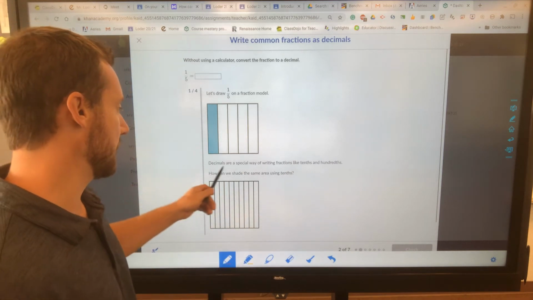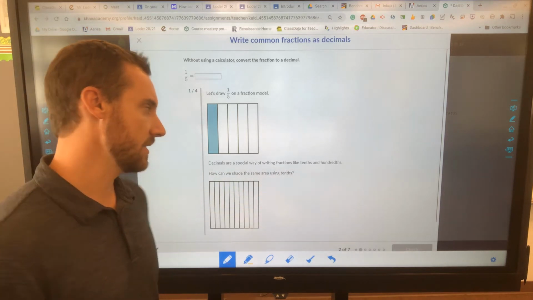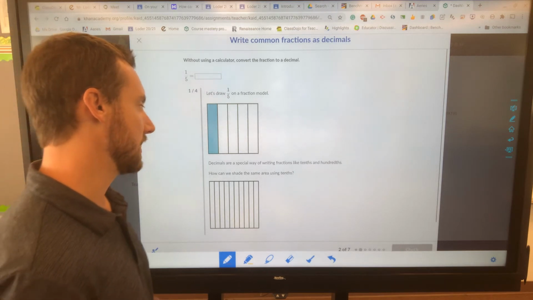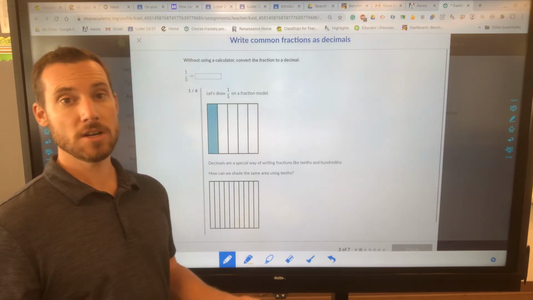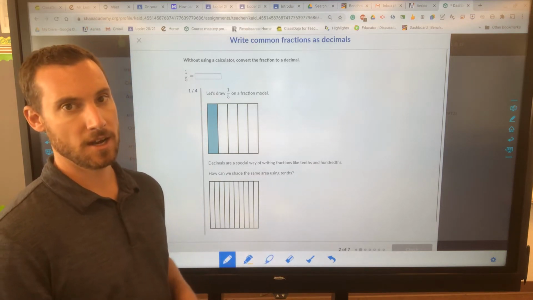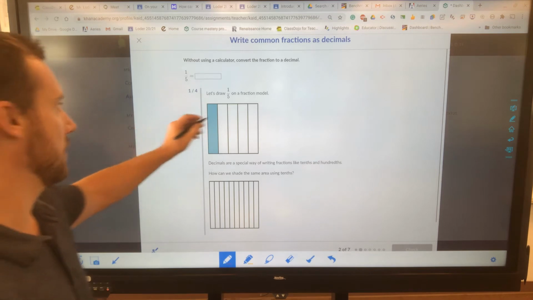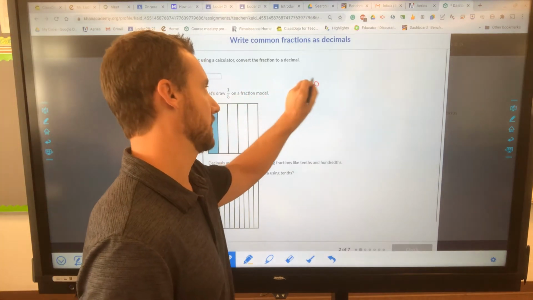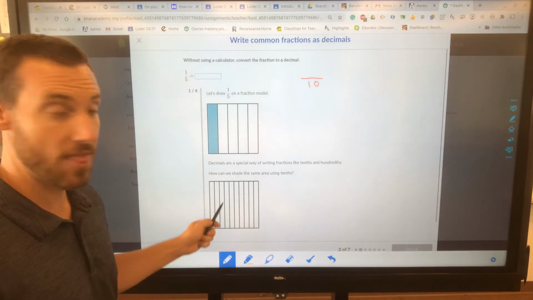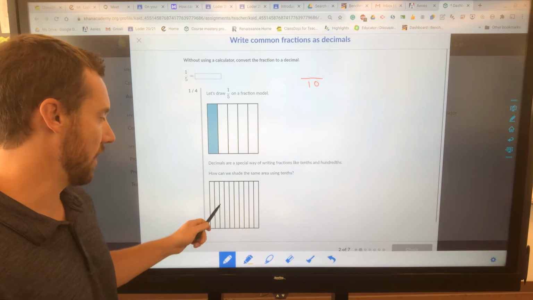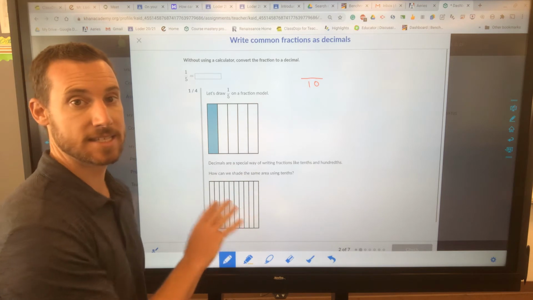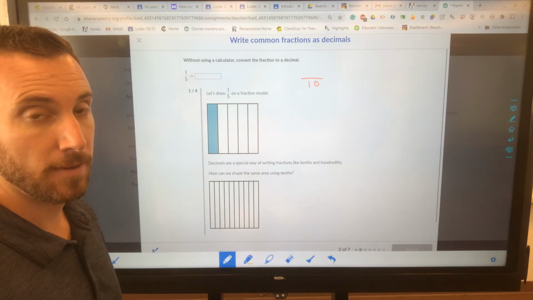And then the next part, they said decimals are a special way of writing fractions like tenths and hundredths. How can we shade the same using tenths? Okay, so in order to use decimals, we have to get our fraction into tenths, right? We know tenths or hundredths, but we need to get tenths on the bottom. So what they did here is they divided this square into 10 equal spots.